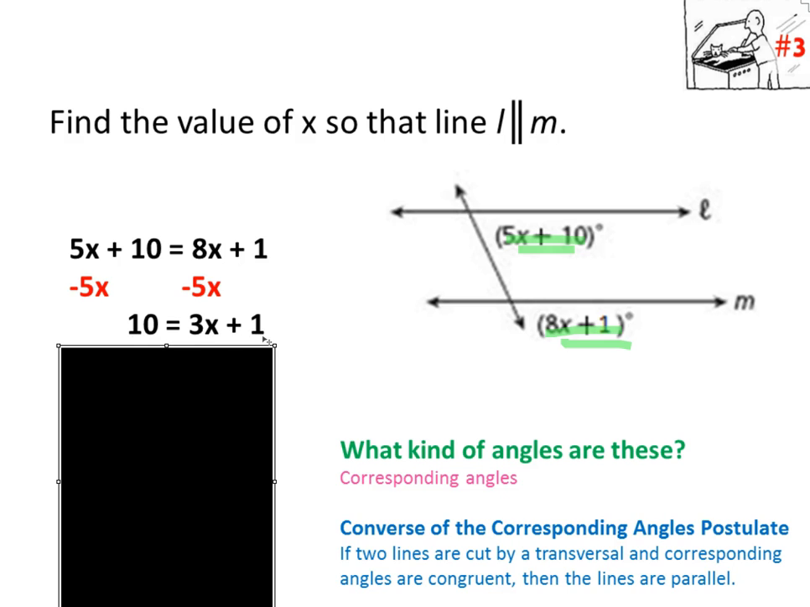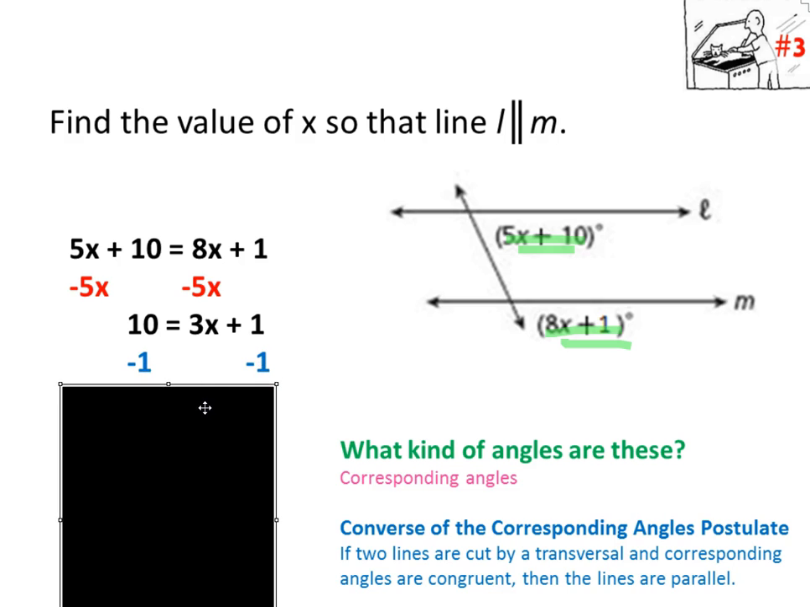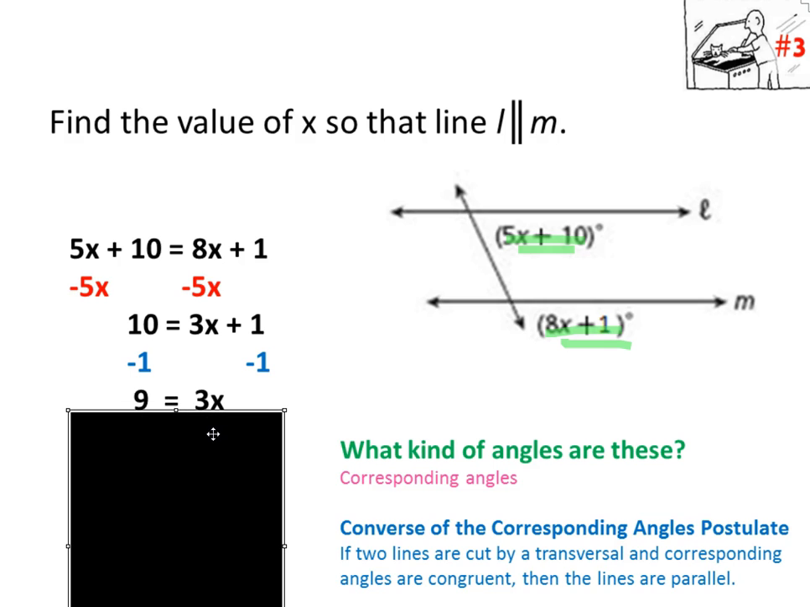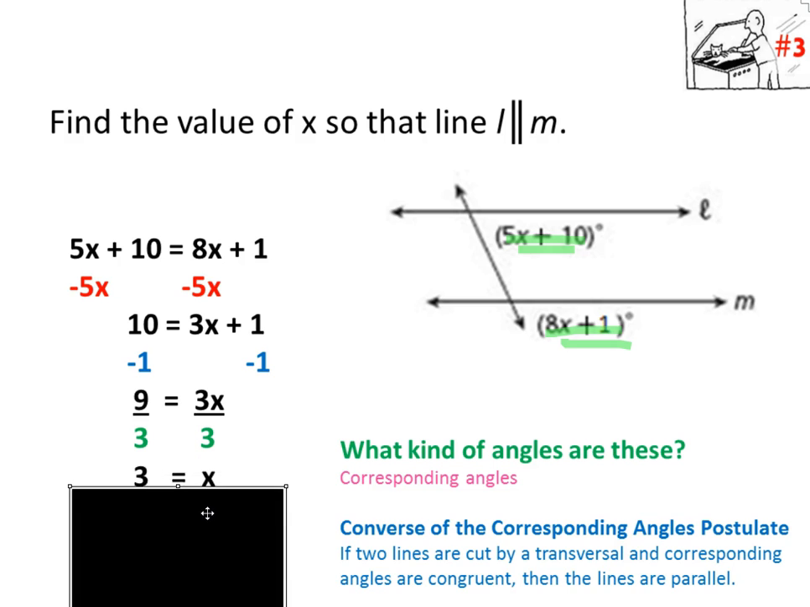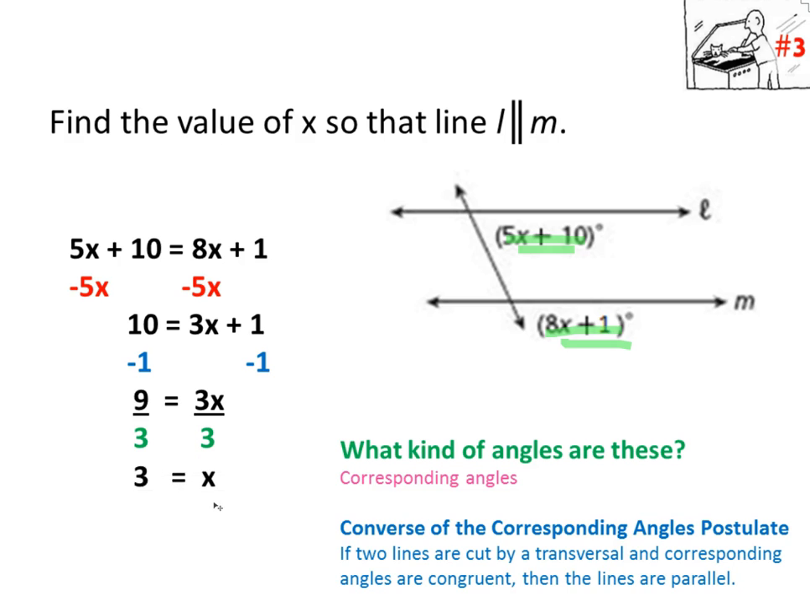To move this plus 1, I'm going to subtract 1 from both sides because that's the opposite of adding 1. So now I have 10 minus 1 is 9. I still have my 3x, and that 1 minus 1 is gone now. To undo the multiplying by 3, I'm going to divide by 3. Because 3 divided by 3 is 1, so I just have 1x equals 3. So if x equals 3, and you substitute that in for both of these, you'll see that they are congruent. Therefore, these lines are parallel.